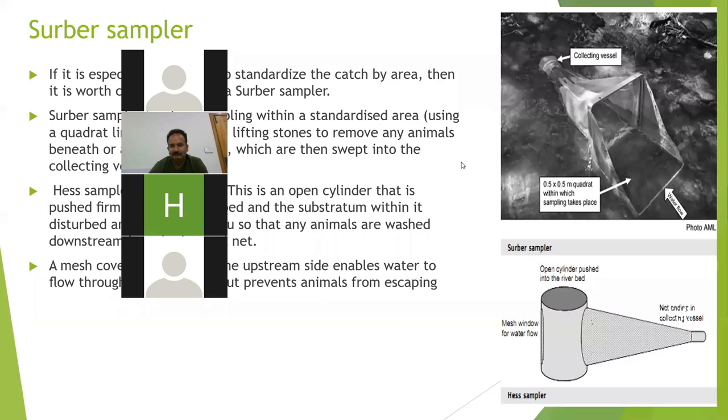यस सर, मैंने पूछना है कि क्या हैस सैंपलर और सर्वर सैंपलर आपस में सेम हैं या डिफरेंट हैं? यानी हैस भी इसी टाइप का है सर्वर की? ये जो हमारे पास हैस सैंपलर है इसमें जब हम बॉटम को डिस्टर्ब करते हैं, ऊपर से सपोज किसी स्टिक की मदद से, तो उसमें एनिमल जो सबस्ट्रेटम के साथ अटैच होते हैं वो डिसलॉज होते हैं, और डिसलॉज होने के साथ वाटर फ्लो इस तरफ होता है और ये एनिमल इस तरफ आ जाते हैं और इस कलेक्टिंग वेसल में इकट्ठे हो जाते हैं और फिर इनको हम कलेक्ट कर लेते हैं.